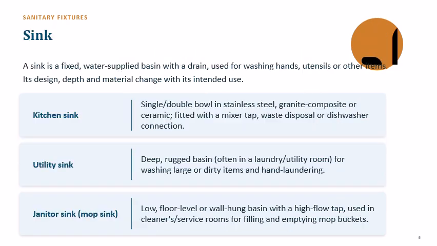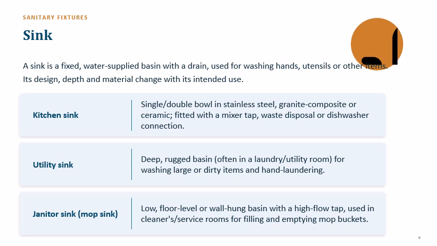Next sanitary fixture is the sink. A sink is a fixed, water-supplied basin with a drain used for washing hands, utensils or other items. Its design, depth and material change with its intended use. There are different types of sink, that is the kitchen sink, utility sink and a sink commonly known as the mop sink.